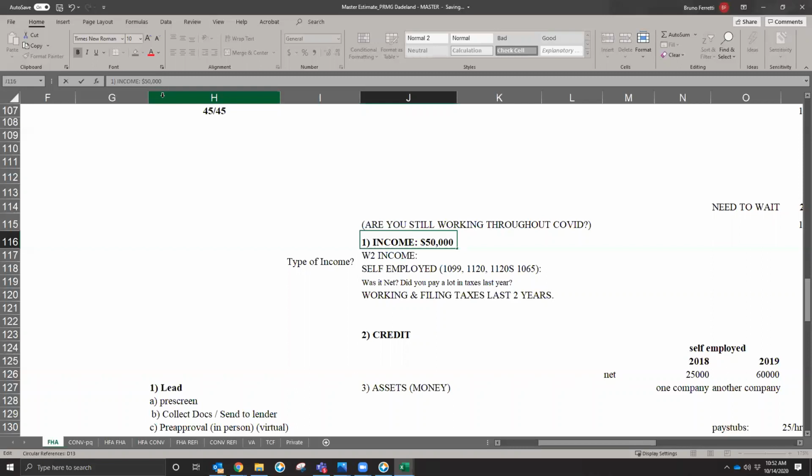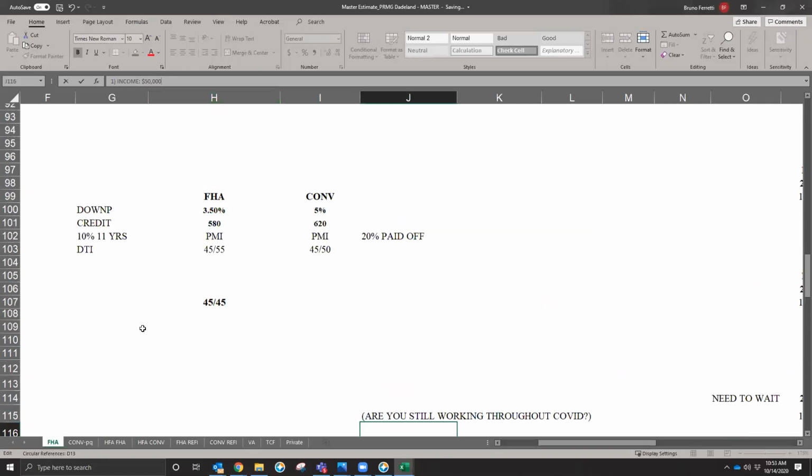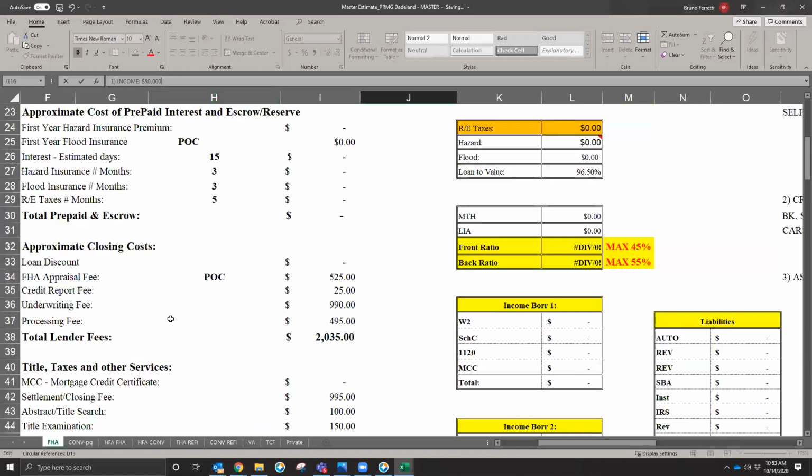Let me go over that in English real quick. So, whenever you're pre-screening a client, you want to find the clients that make about $50,000 per year. Okay? It's not that one person needs to make 50,000, it's that everyone applying for the loan together makes about 50,000. Let me show you why real quick.